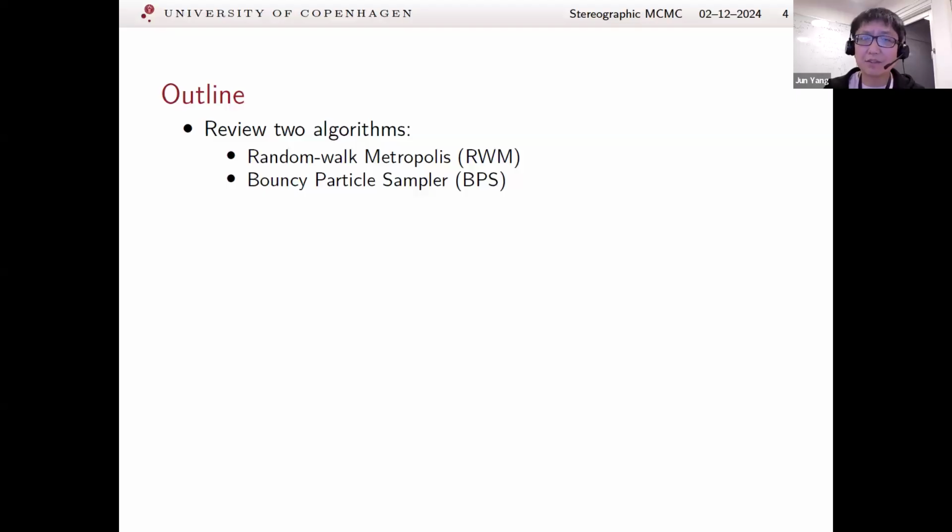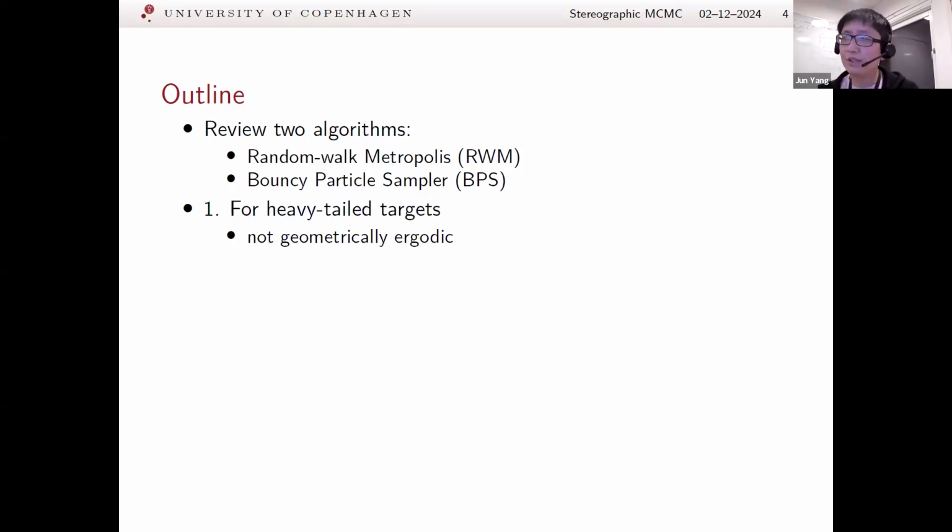So the first algorithm is called random walk Metropolis. This is a very simple construction of a discrete time reversible Markov chain, which has the target distribution as the stationary distribution. And the second algorithm is called the Bouncy Particle Sampler, or BPS. This is a construction of a continuous time Markov process, and also a non-reversible Markov process. And after reviewing these two algorithms, I will mention two issues.